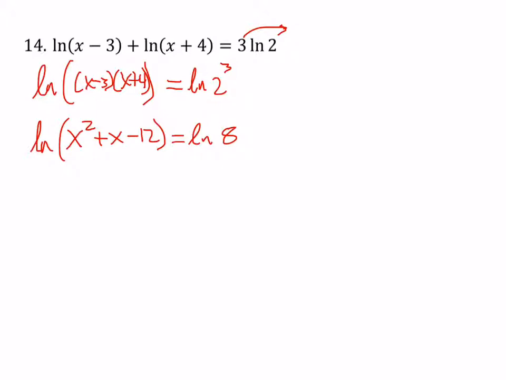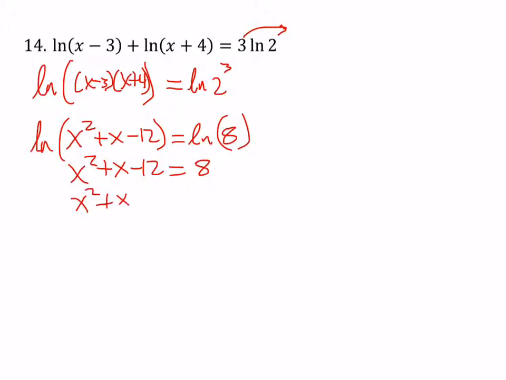Now these are both natural logs, and so in this case we don't need to move anything over. We just write this as x squared plus x minus 12 equals 8. So basically we're just eliminating the natural logs because their arguments are going to be equal. Okay, so that's gone. Now it's just a quadratic.